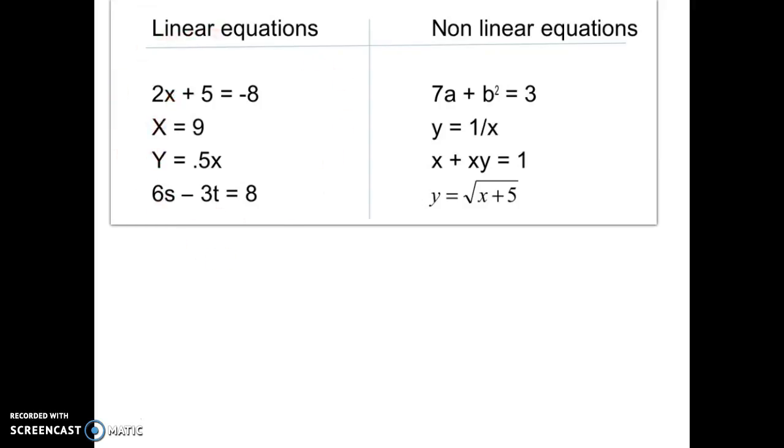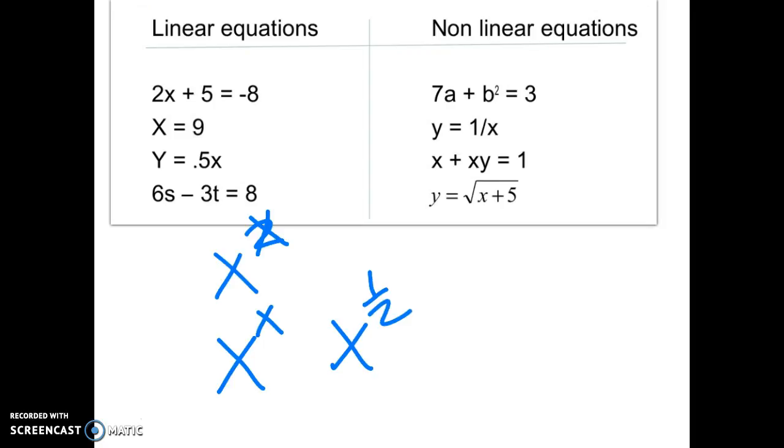Notice that the variables on the left side do not have an exponent of anything greater than 1 or less than 1. So there's no x to the second power, third power, fourth power, and there's also no x to a variable, or no x to a fraction. All those make that equation nonlinear.